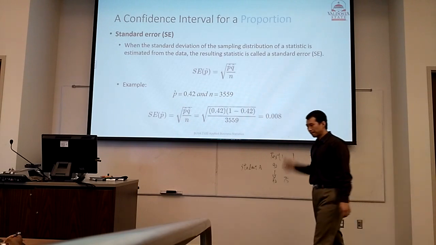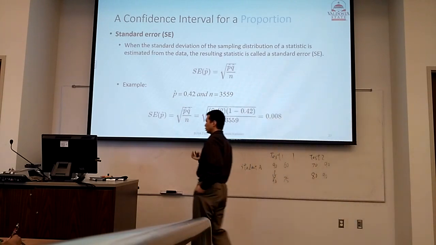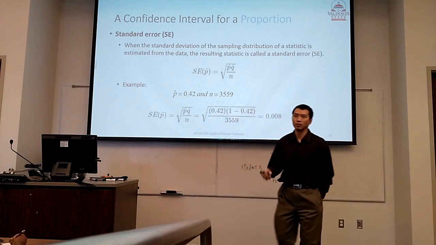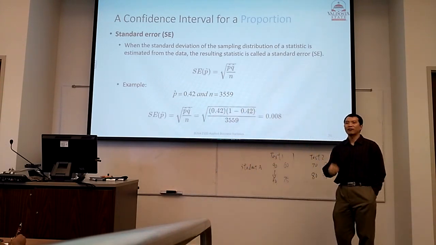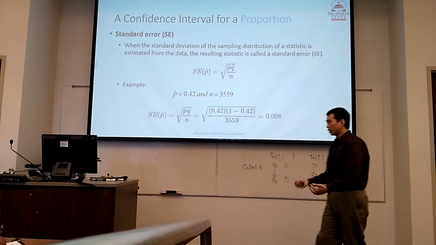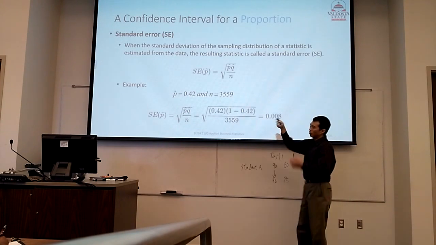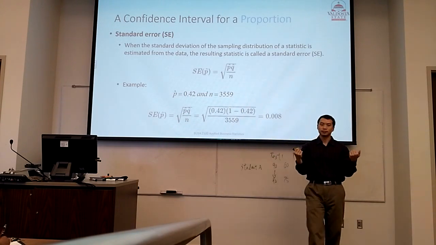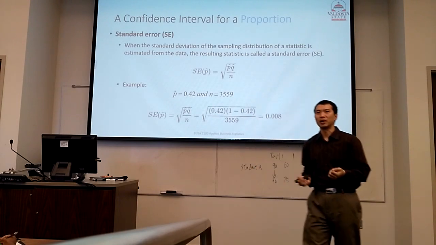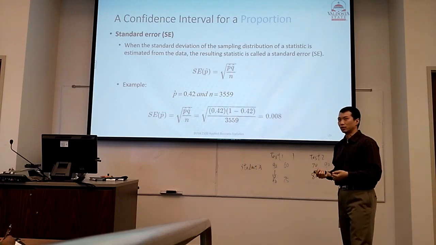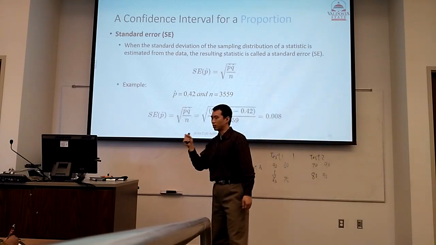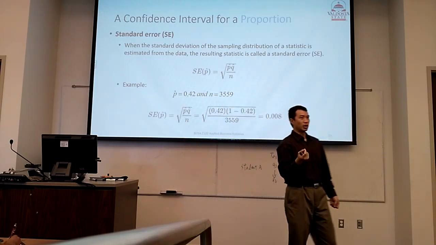So in this case, we do not know anything about the population. We have no information about the population. But what we have is our sample. So we want to find out what information we can get from the sample in order to estimate the population. And then we want to estimate what is the distribution of the population.